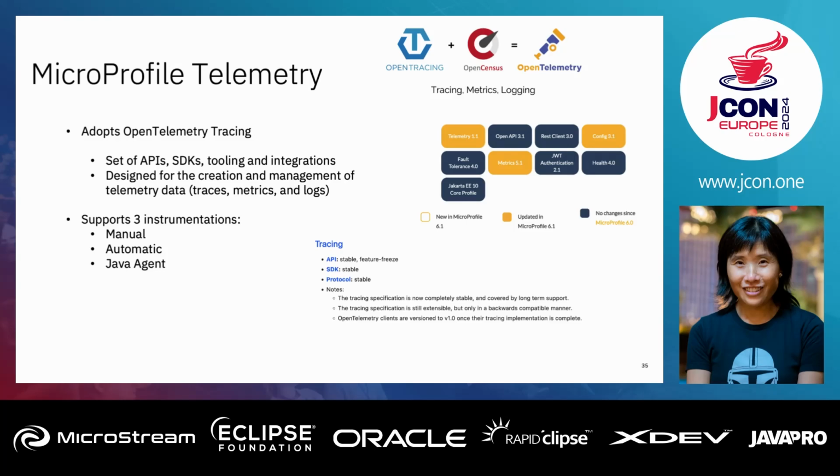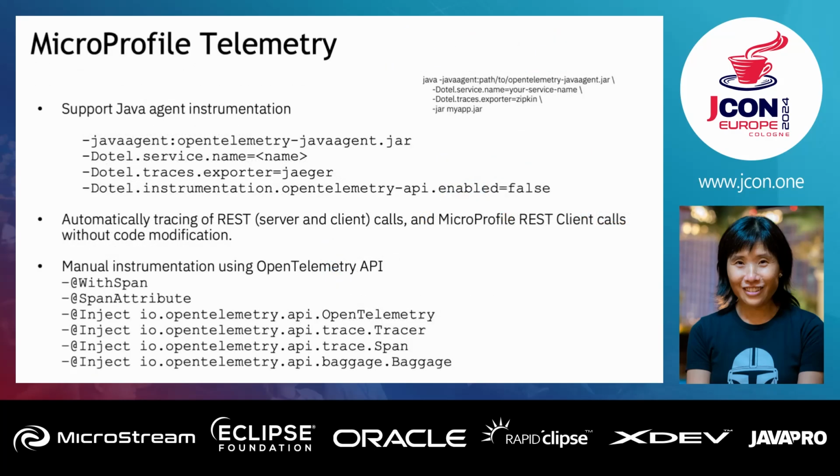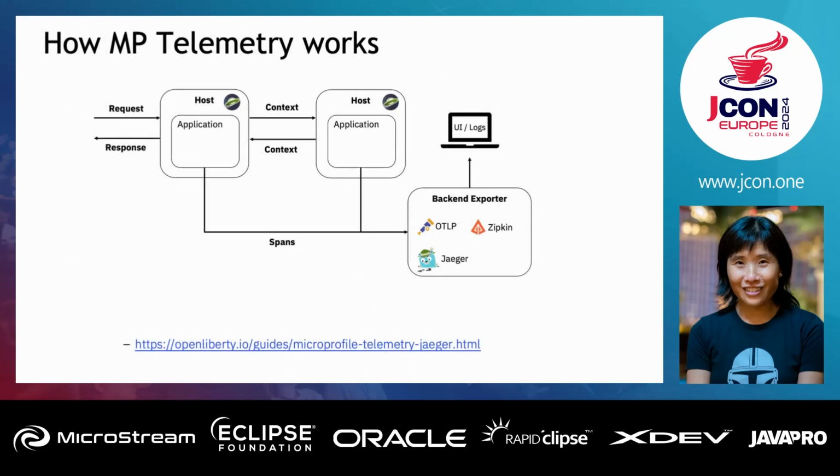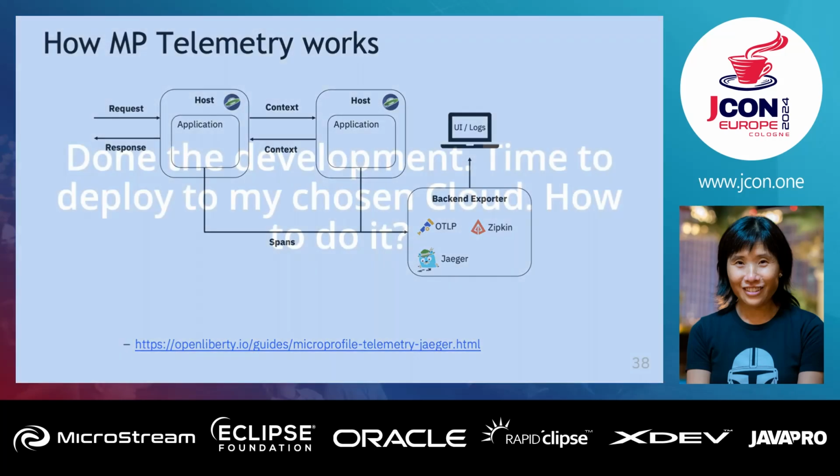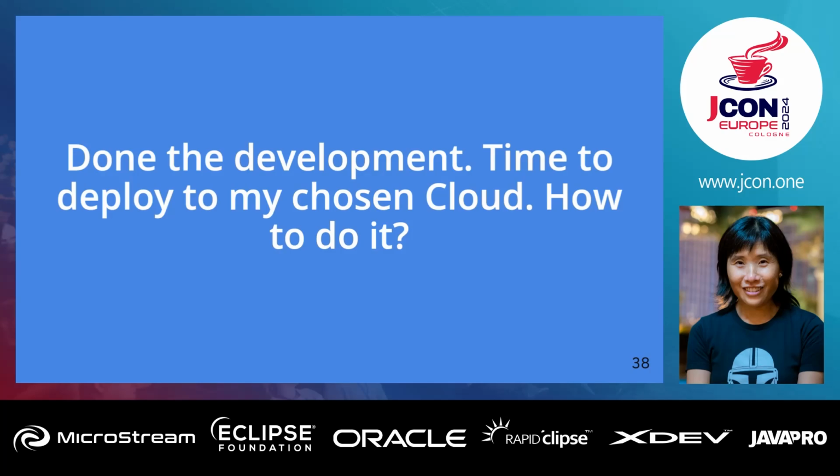So far, we have only pulled in tracing, because tracing became stable first. For MicroProfile Telemetry, we support the Java agent, so you can specify that, or REST calls are automatically traced, or you can do it manually using some annotations. This is how tracing works. You can specify the exporter, and the context will be passed through and automatically traced.